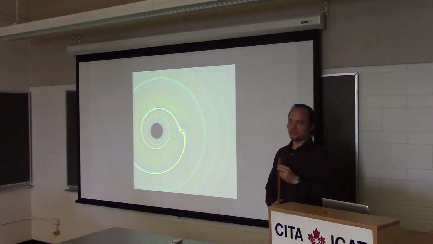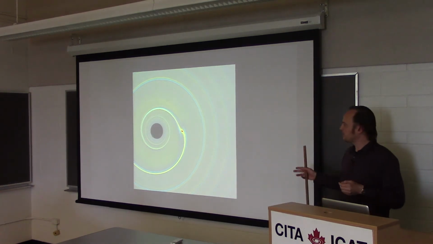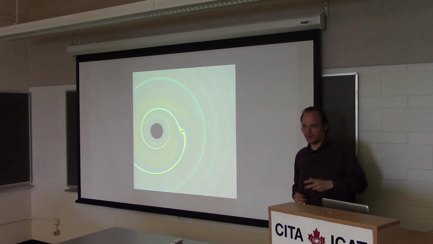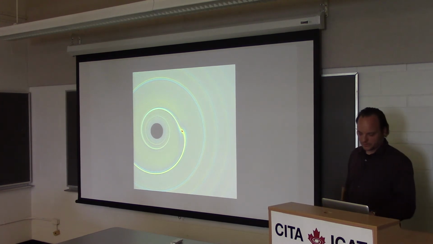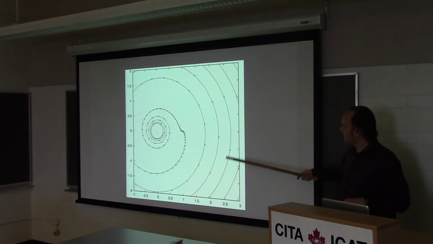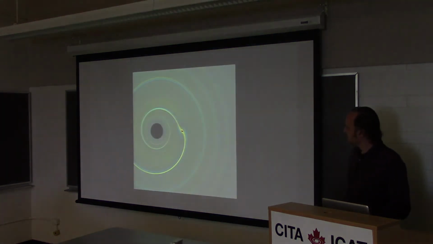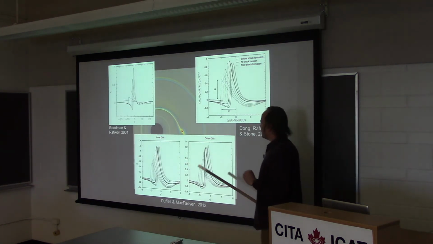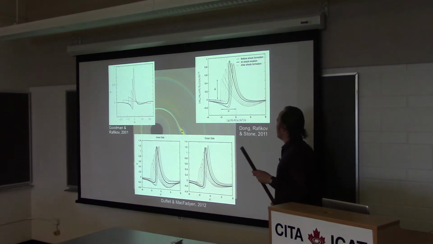This example is an isothermal equation of state. But these are conservation law arguments, so they apply also to non-isothermal equations of state. Oh, this is just showing off that I captured the spiral really accurately. This curve is the predicted shape of the spiral. And so now here's the nonlinear.